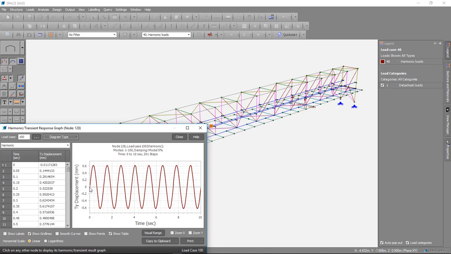And so you can see the displacement motion of that node over a period of 10 seconds, and from that you can tell that it deflects to a maximum of a bit more than 0.6 millimeters each cycle of the oscillation.